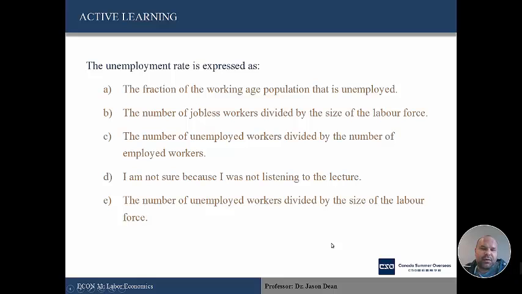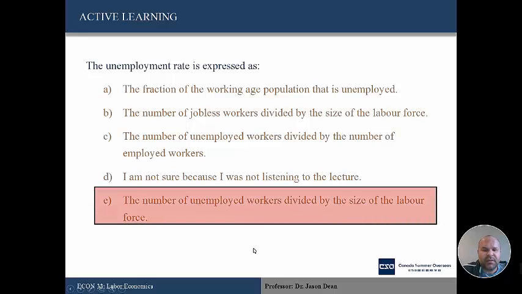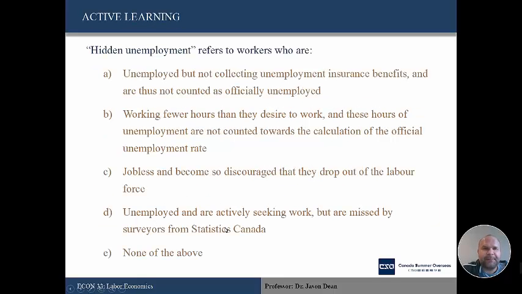Okay, so let's do some multiple choice questions. The unemployment rate is expressed as, okay, this one's very easy. It is the number of unemployed workers divided by the size of the labor force. Again, always just think you have your labor force. What's the proportion of that labor force that is unemployed? That's your unemployment rate. You multiply it by 100 to get it in percent.